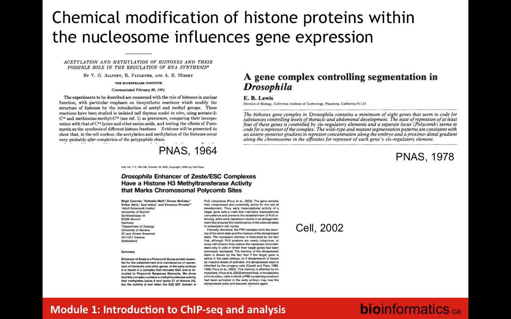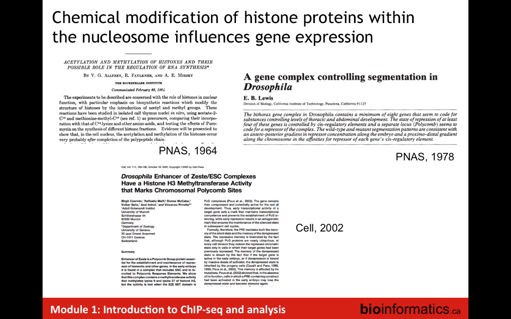So we know that chemical modifications, and this is just a series of papers, the first descriptions in various organisms, we know that chemical modifications to histone proteins influence gene expression. This was first shown in Tetrahymena by David Allis conclusively with acetylation. But of course, we now know that there's actually a complex histone code, as I'll talk about.